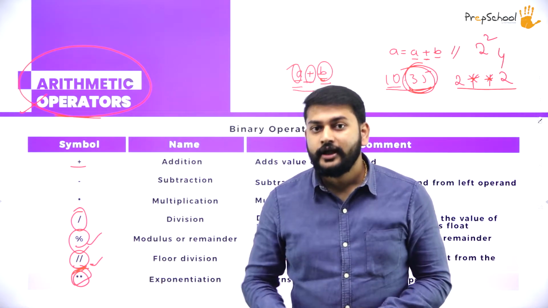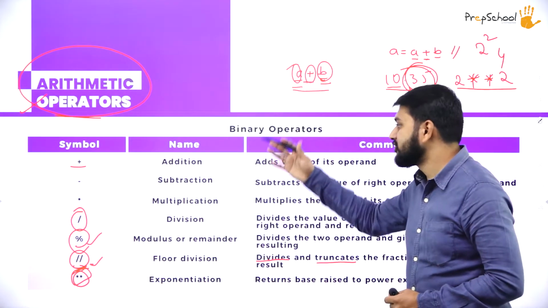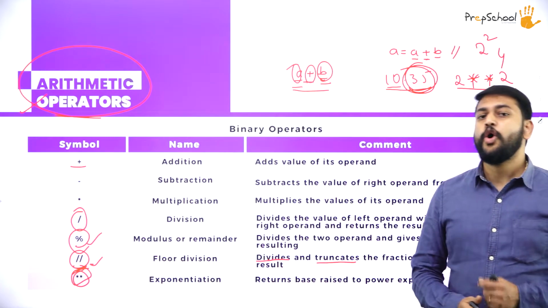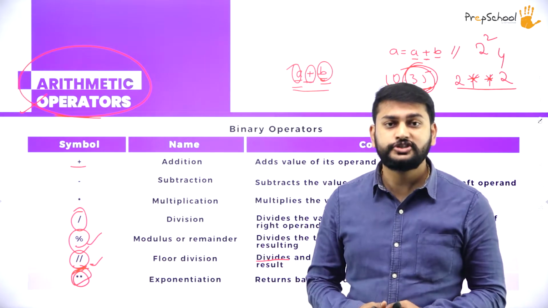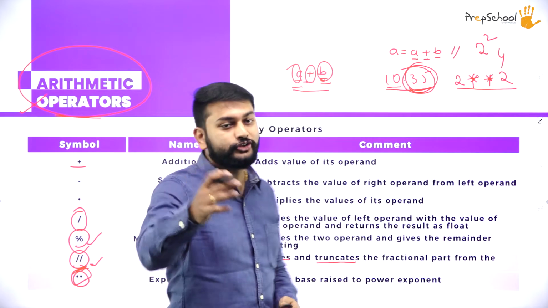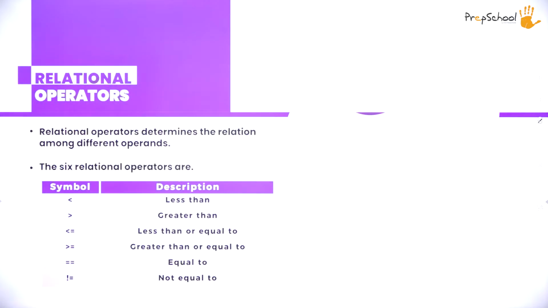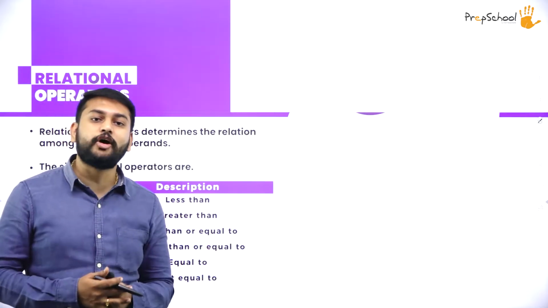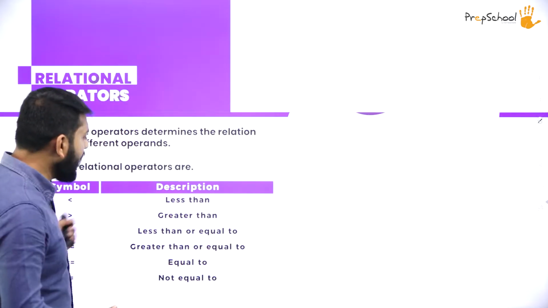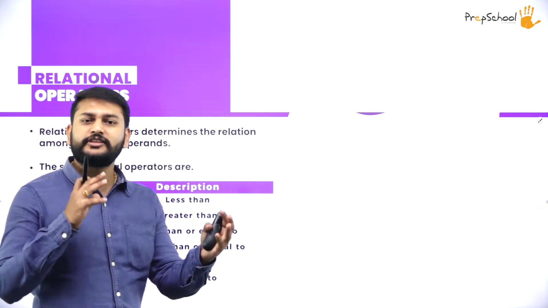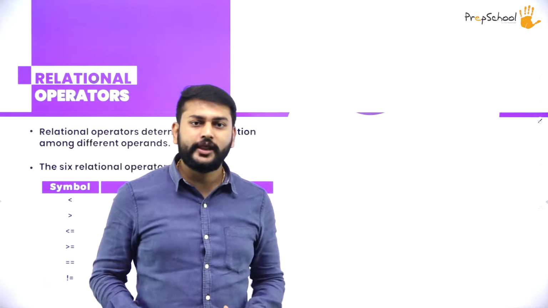So fine. Do you have any doubts with respect to arithmetic operators? Hope you don't have any doubts. So hoping that, I'll move to the next concept. What is the next operator that I have? I have relational operators. So why do I have these relational operators? To identify the relationship between two different variables.